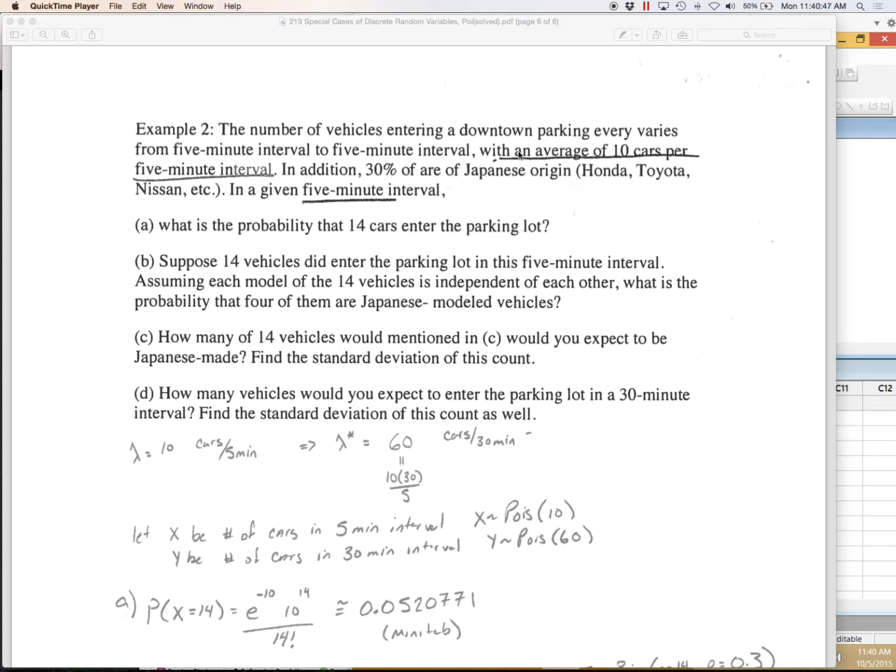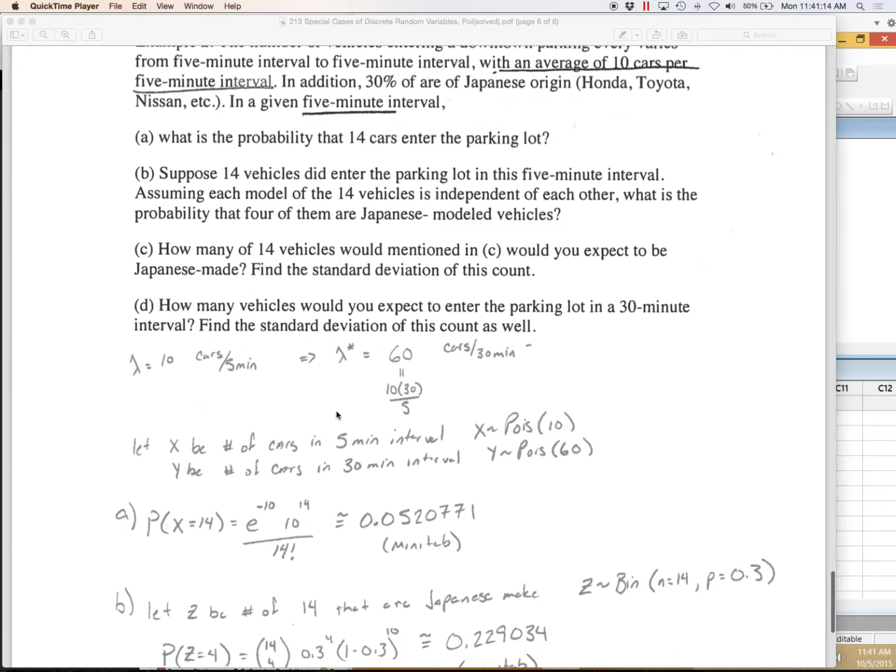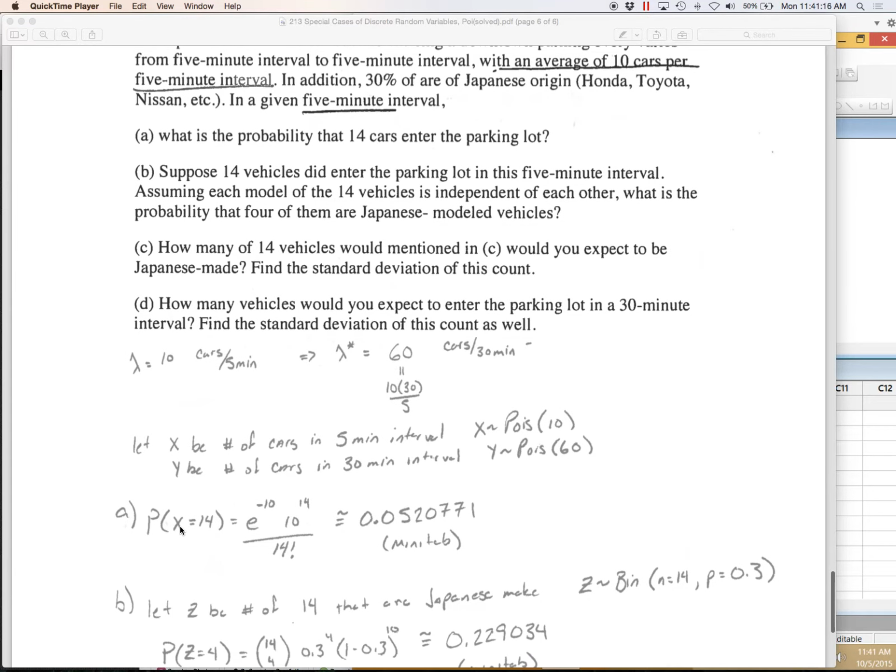It says on average in a 5-minute chunk, 10 cars will come. Additionally, 30% of these cars are Japanese in make. Okay, so that's fine. What is the probability that 14 cars enter the parking lot in a given 5-minute period? Okay, so here my rate of success is in terms of 5-minute periods. I'm being asked about a 5-minute period. I don't have to reparameterize. I expect 10. So what is the probability of exactly 14 in 5 minutes?